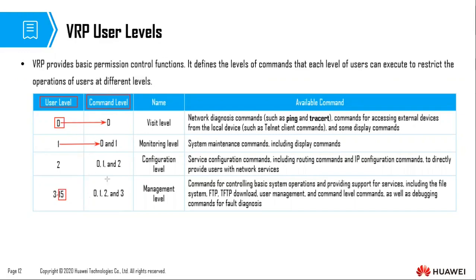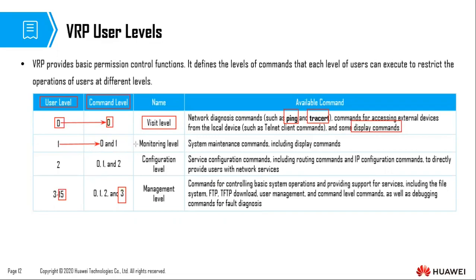Now let's look at the command level. Command level begins from 0 and goes to 3. Command level 0 is a visit level, meaning that you cannot do any kind of configuration. You can just use simple commands such as ping and tracert in order to test connectivity and how data is moving. And you can also use a few display commands at the visit level.